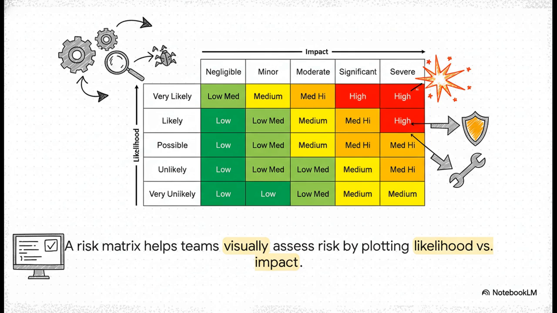A risk matrix is how you bring that formula to life. It lets you visually plot how likely something is against how bad its impact would be. This simple grid immediately shows the team which risks are in those red and orange zones. Those are the ones that need your attention and a solid mitigation plan right now.